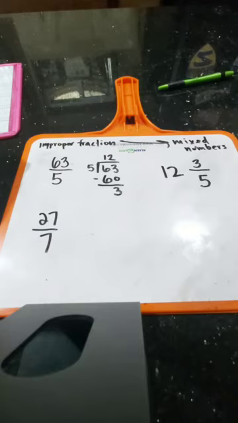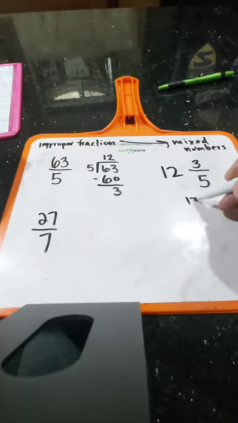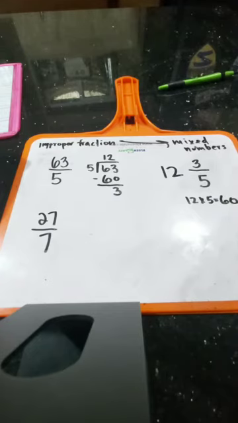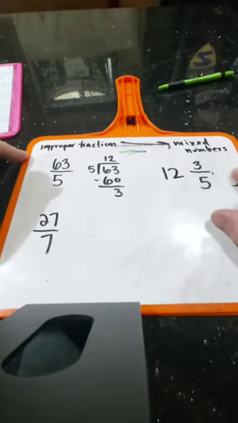If we wanted to check our work, we could multiply 5 by 12, which gives us 60, and then we add the numerator, which is 3. So plus 3 gives us 63 fifths. The way that we converted that back was we took 5 times 12, which gave us 60, then we added the 3. So 60 plus 3 gives us our numerator of 63. And our denominator always stays the same, so 63 fifths. That is the first problem.